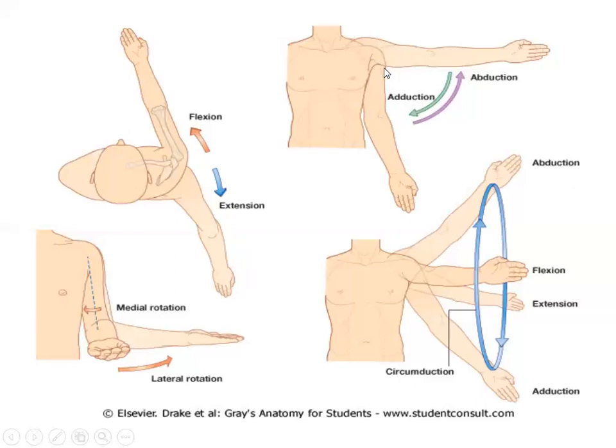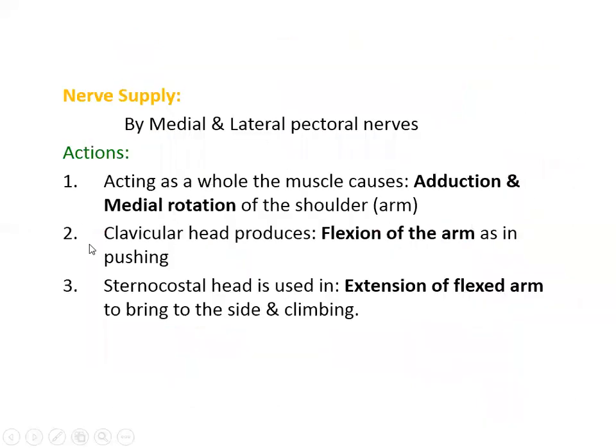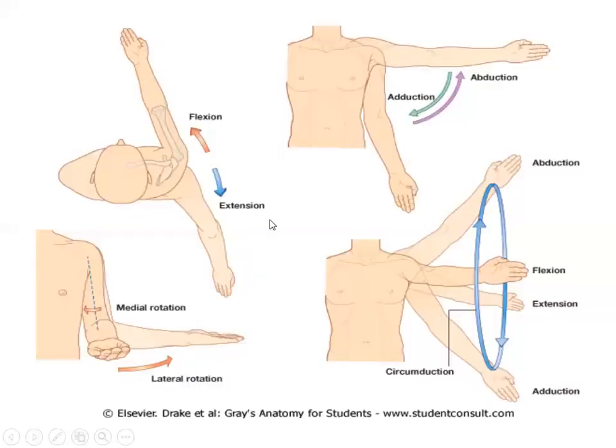Whenever the pectoralis major muscle contracts, it helps in adduction as well as flexion. Then also the medial rotation of the shoulder. What is the medial rotation? If you see here, when you flex at the elbow and then move your palm outwards, then it is called lateral rotation. If you turn it inwards, then it is called medial rotation. So inward movement is called medial rotation, lateral movement is called lateral rotation.